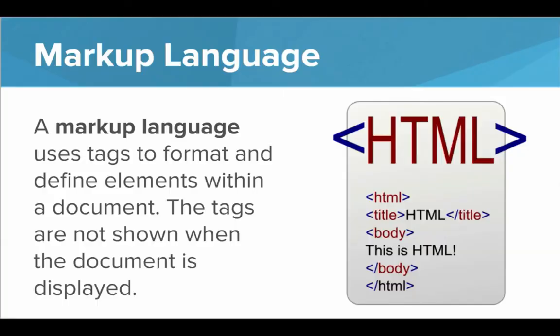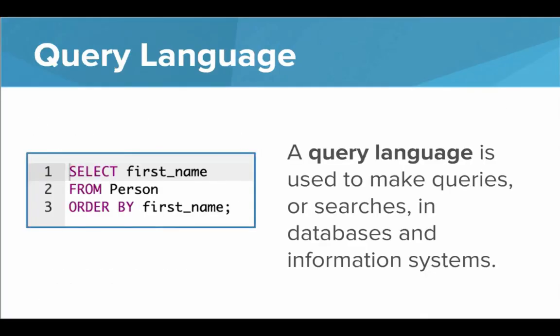There are other types of computer languages as well. You may have heard of HTML, which is a way to design and build web pages. HTML is a type of markup language. A markup language uses tags to format and design sections of a document. When the document is displayed, the tags are not shown. A query language is used specifically in databases to be able to search and filter the information in the database.